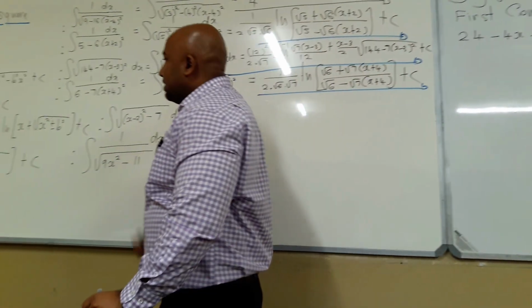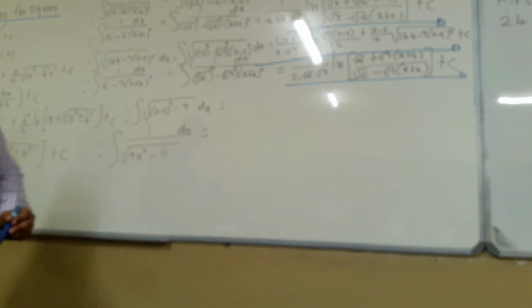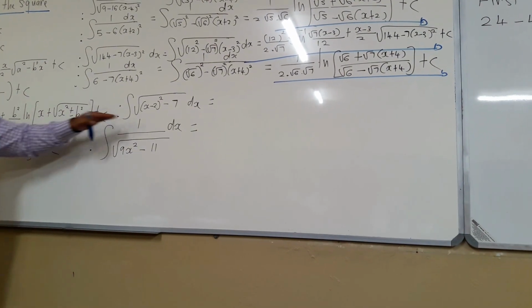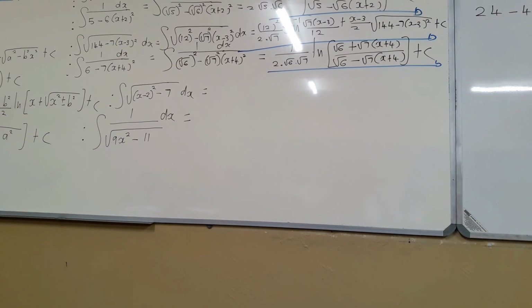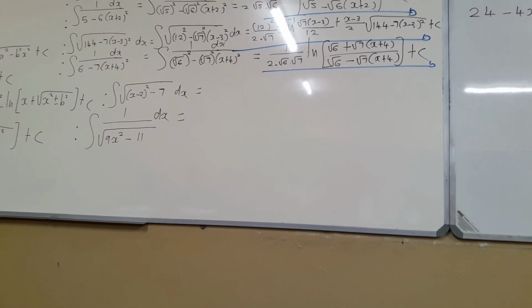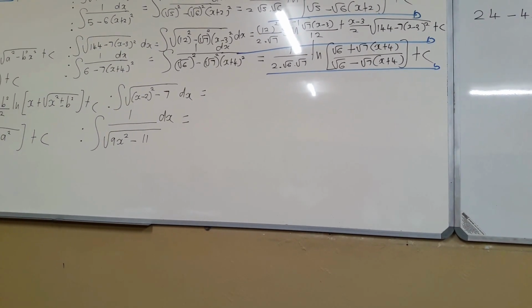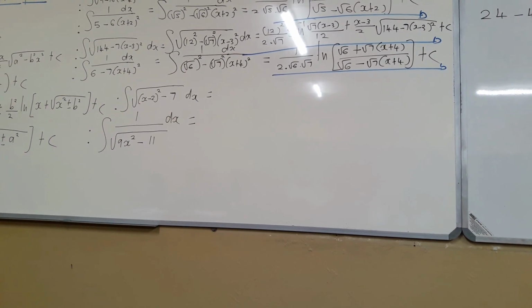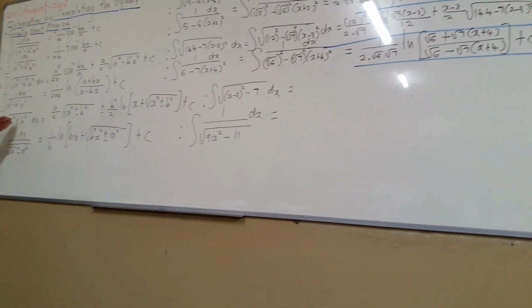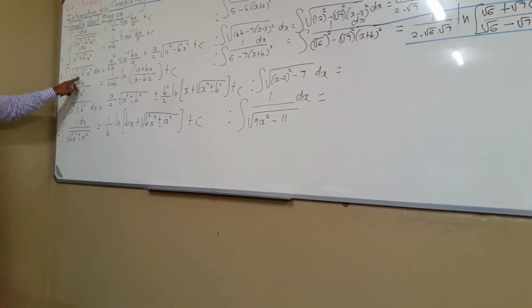Alright, the next one, number 5. We have a square root, there's no fraction. So it could be number 3, it could be number 5, according to our formula sheets. Right, so which one is it? It's definitely not number 3.